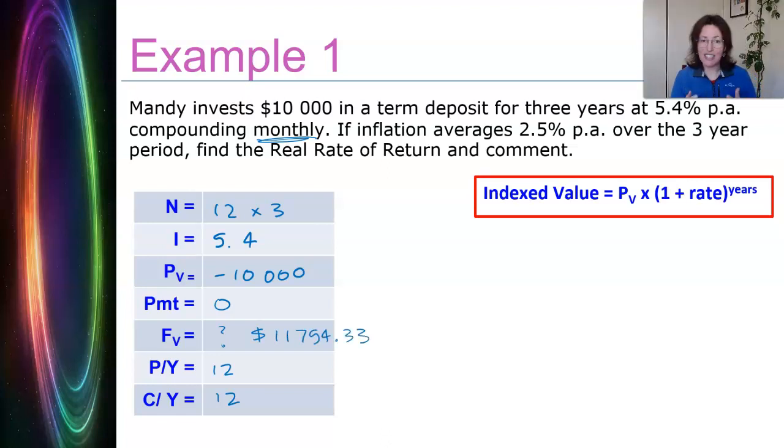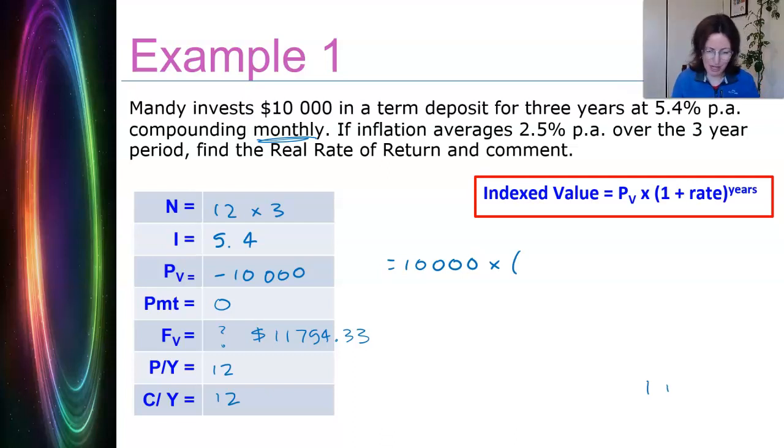Which comes out to be $11,754.33. So that's how much her deposit has earned, and that's what it's become. That $10,000 is now in the $11,000 amount. Now let's work out this indexed value. So there's the formula we've got there. Let's work that out. The principal amount is what we started with, that $10,000 amount, multiplied by bracket 1 plus the rate. Maybe I'll just do this off to the side.